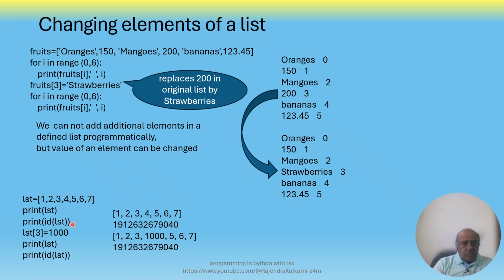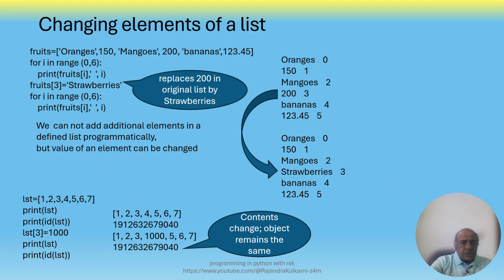In both cases we have given print ID statements, and what we find is, in case of replacing a value from the list or some element of the list, the replacement does take place, but the object referred by that particular name remains the same. The object doesn't change. List changes, object doesn't change. Contents change, object remains the same.